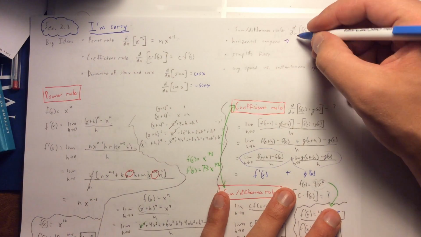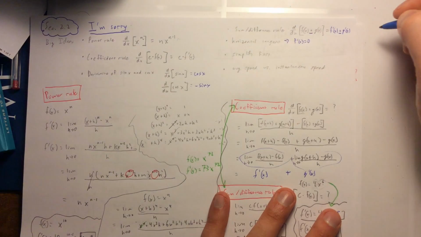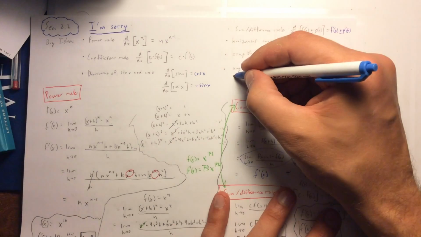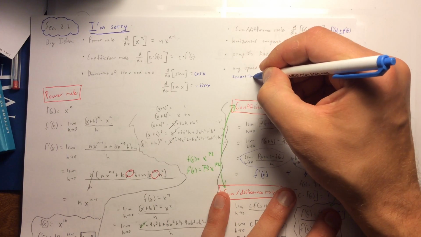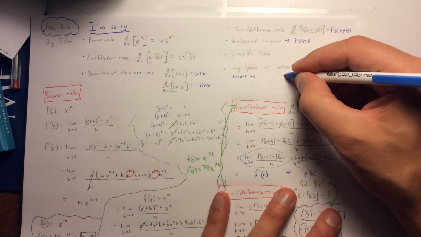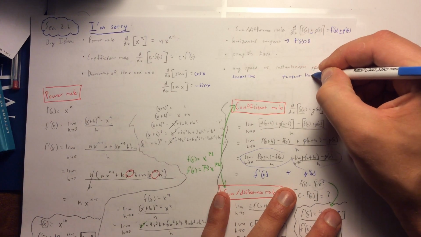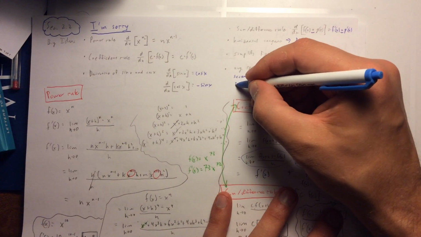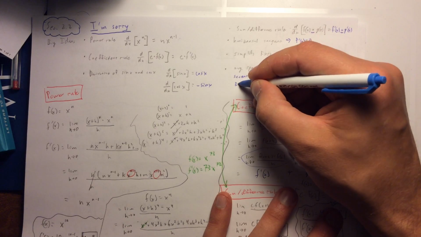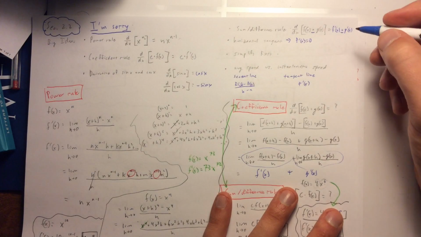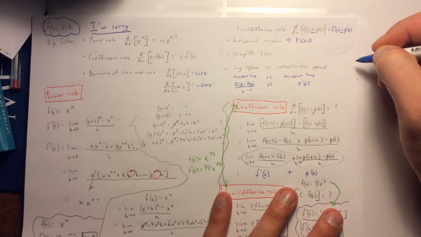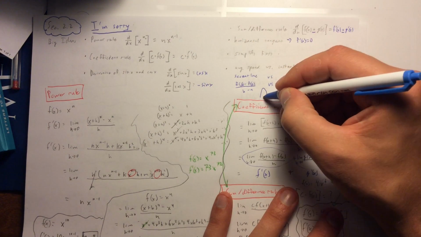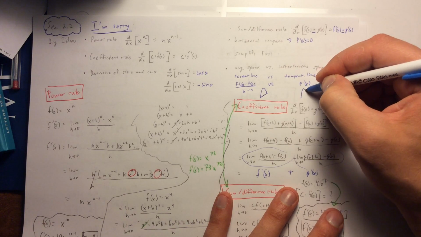Horizontal tangent, that's when you have to find when f prime of x is equal to 0. Always simplify first. Average speed is the secant line. Instant speed is the tangent line. The secant line is f of b minus f of a over b minus a. Secant line means find this. Tangent line means find that.